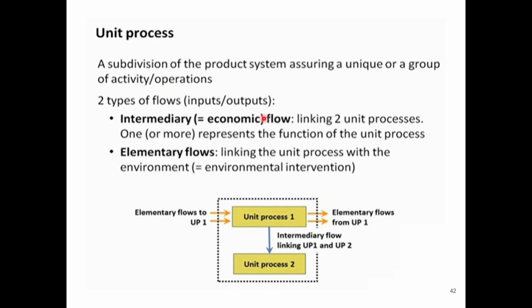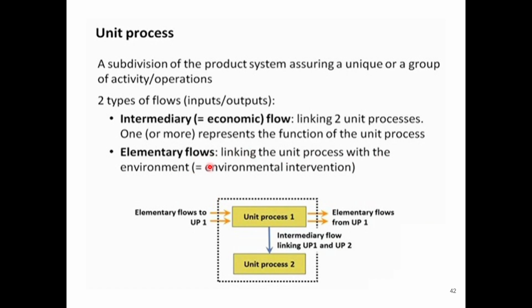That is inputs and outputs. There can be two types. One is the elementary flow, which we discussed initially, input, output, inflow and outflow. And one is the intermediary flow, which is also called the economic flow. So the intermediary economic flow is basically linking unit processes. One or more represents the function of the unit process. And the elementary flow is basically linking the unit process with the environment.